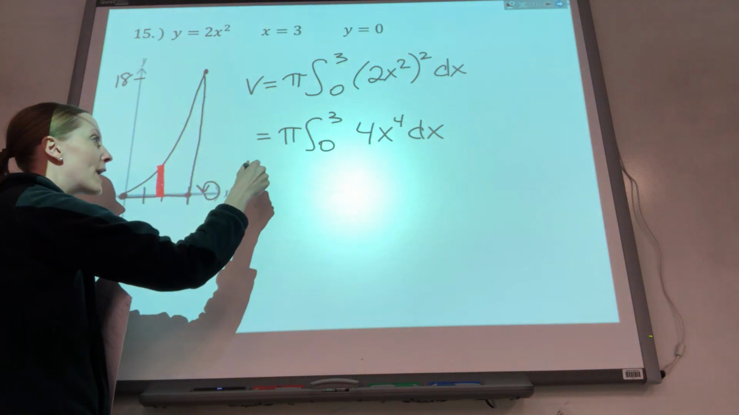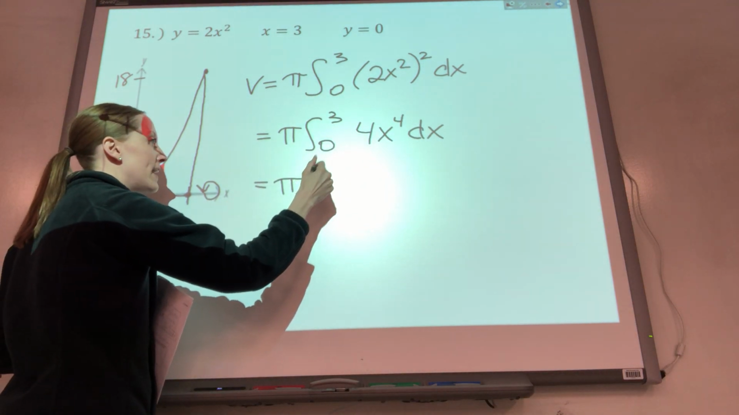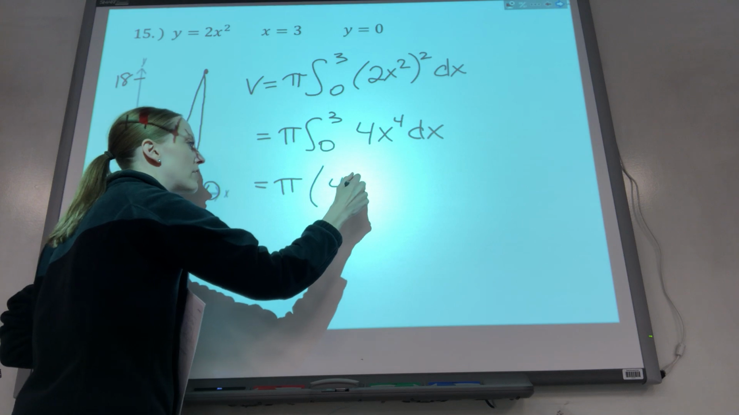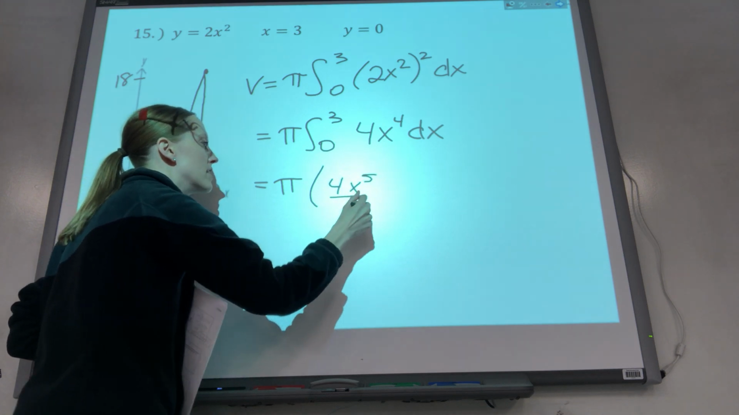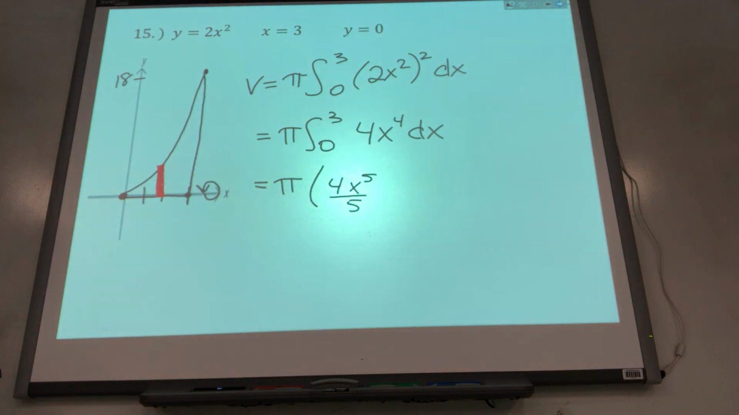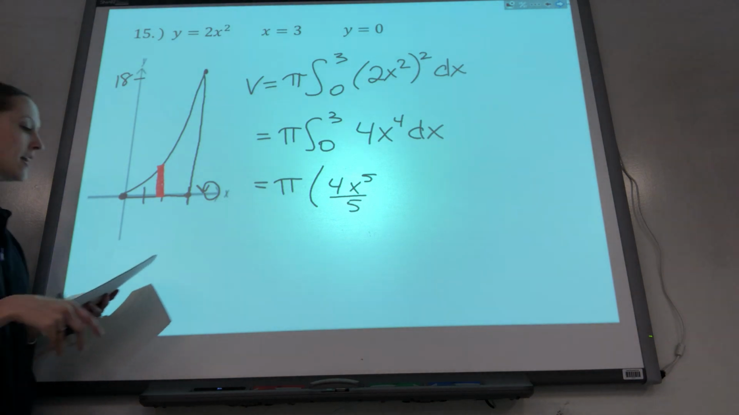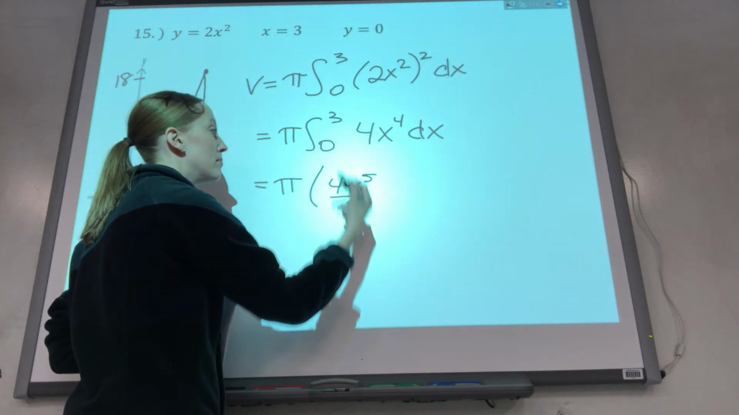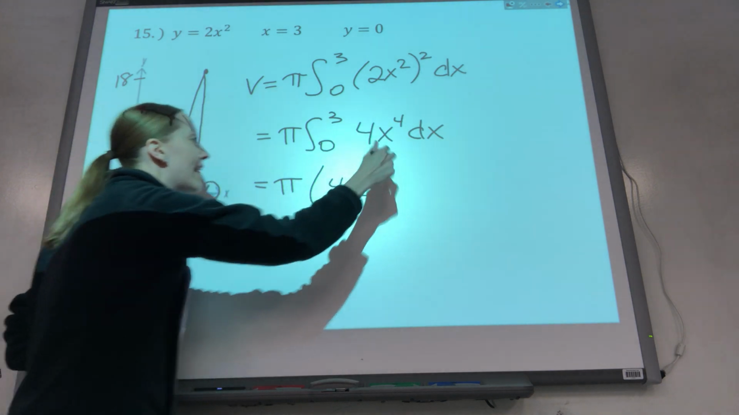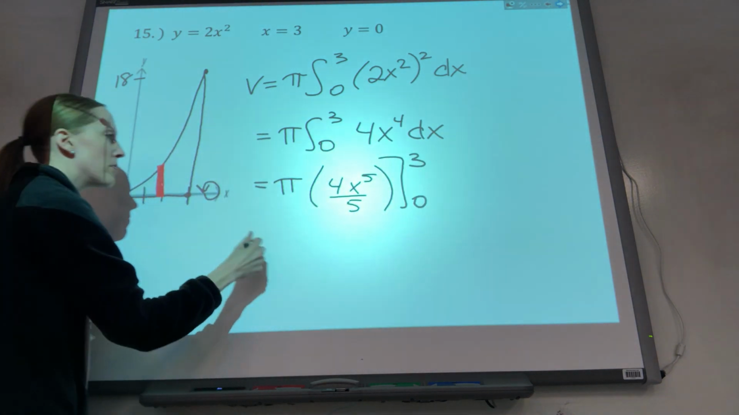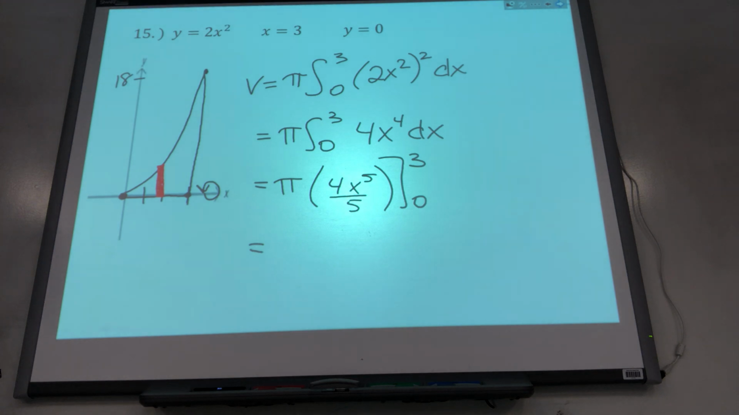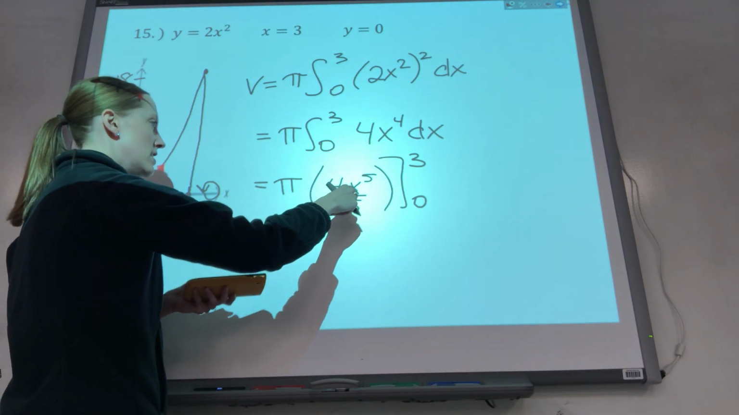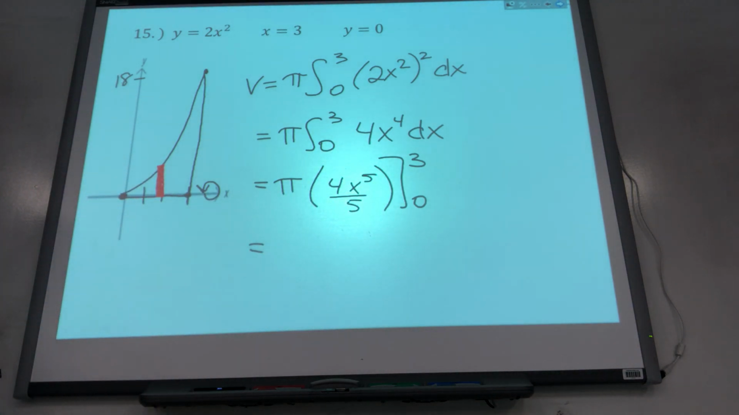So keep that 4. Now, integrate. I'll keep the 4 either out front or on top. So adding 1 to my power, putting my new power on bottom. I'm looking a little bit like that. So taking it from 0 to 3, I'll plug in the 3 first. 3 to the 5th power, yikes, that's 243.